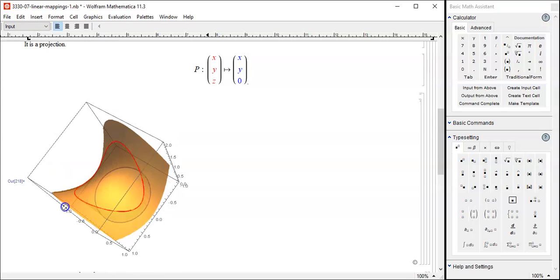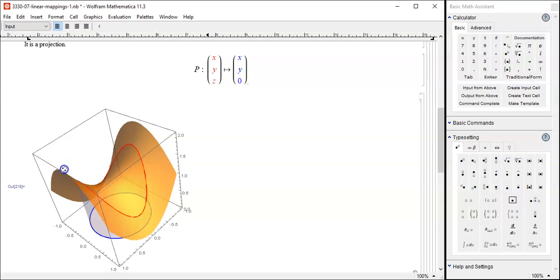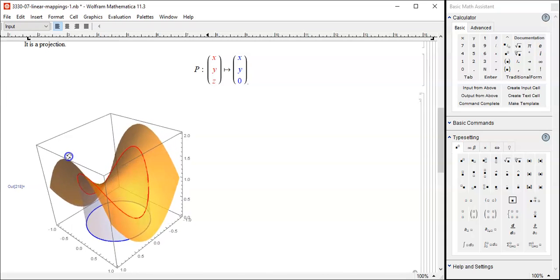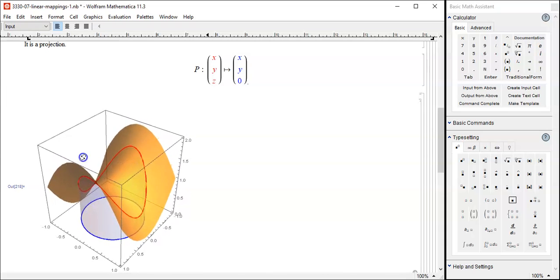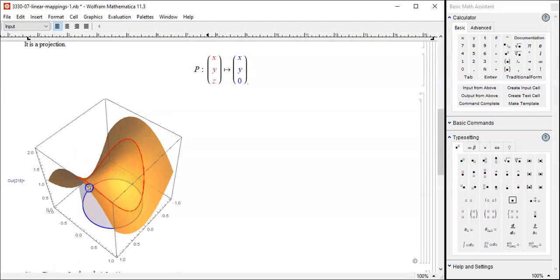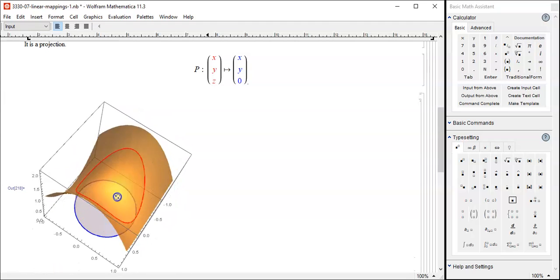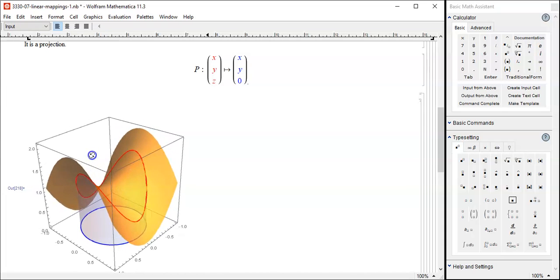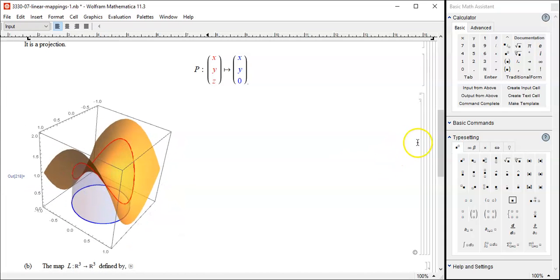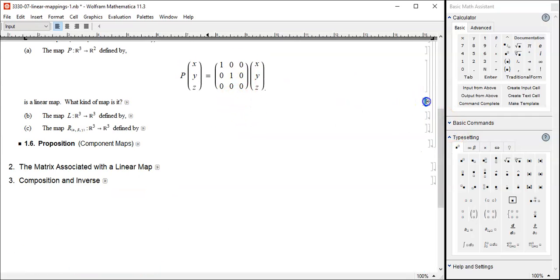We have this red curve on the surface, and then project it downward, and then what do you have? Down here in the XY plane, we have a circle, a blue circle. Do you see those? Okay, that's a geometrical interpretation of this map. It's a projection.